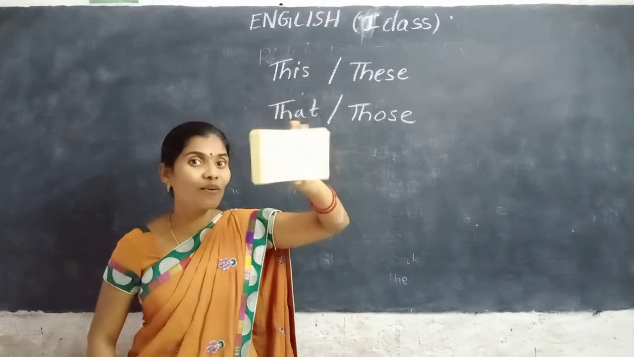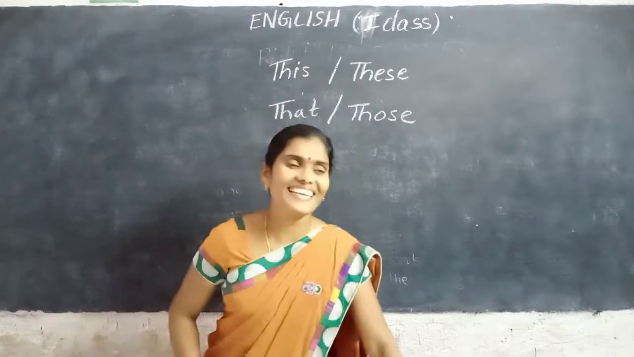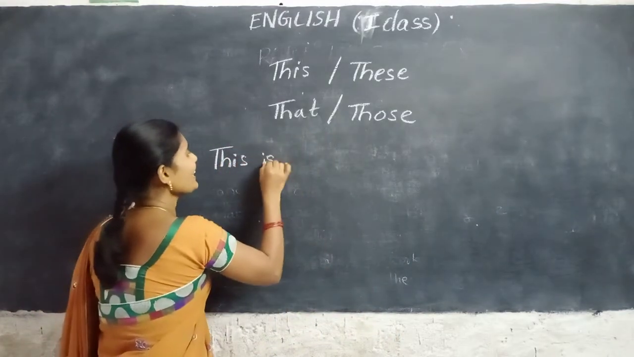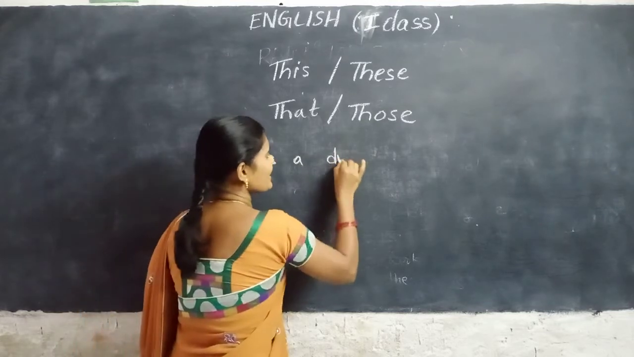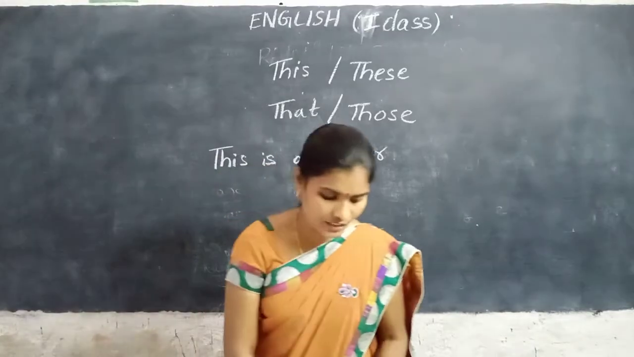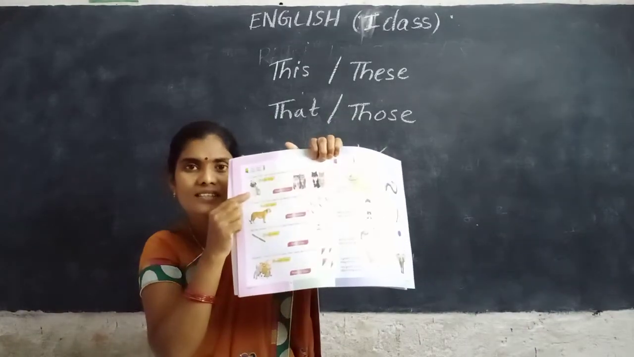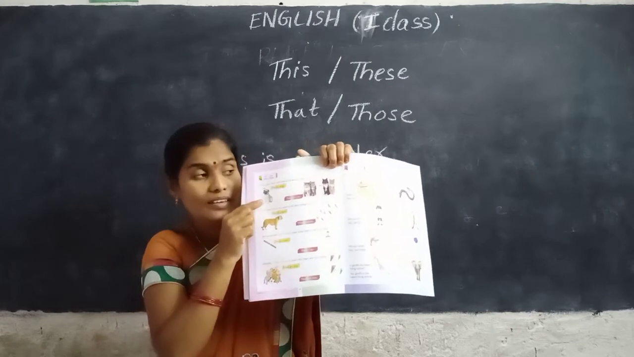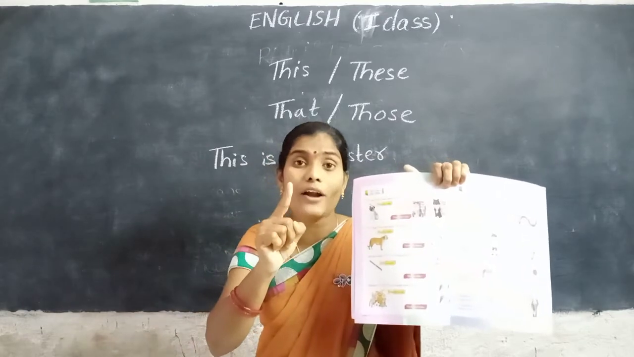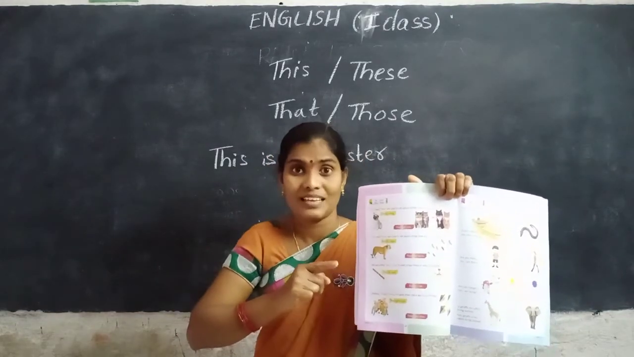It is single. Only one is there. What is this? This is a duster. Okay. Here in the picture, what is this? This is a dog. Only one dog is there. So we use this. This is a noun.